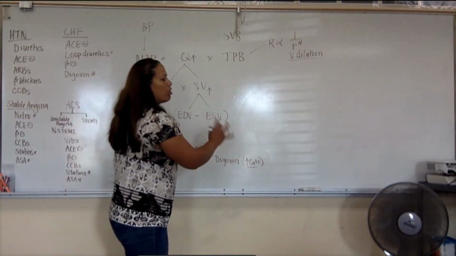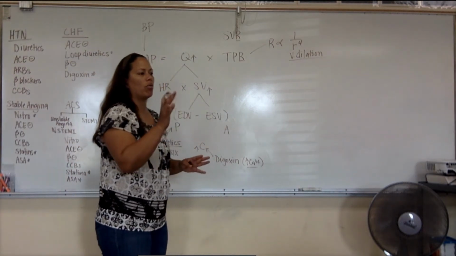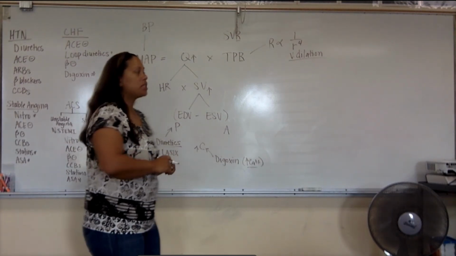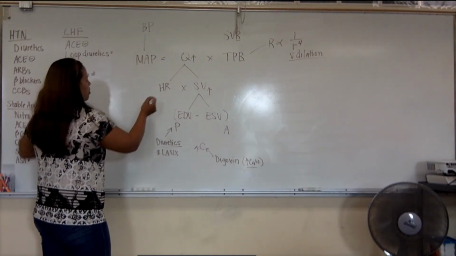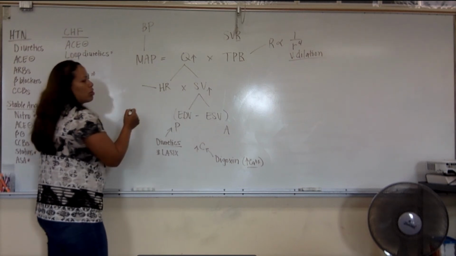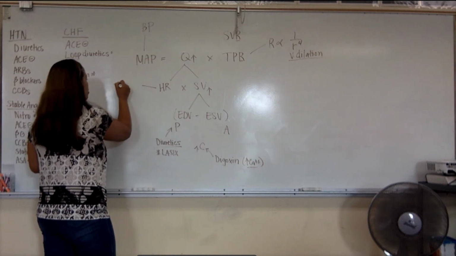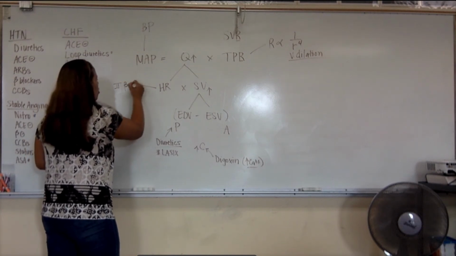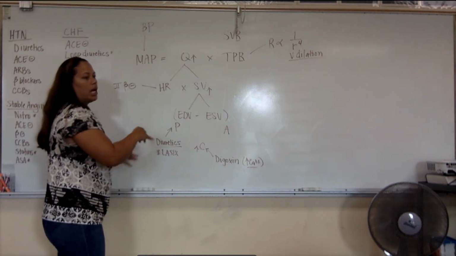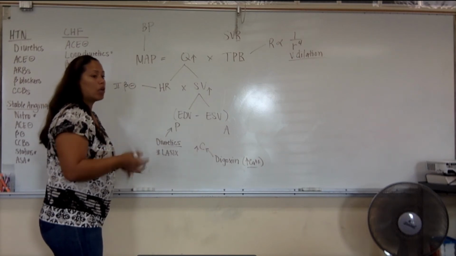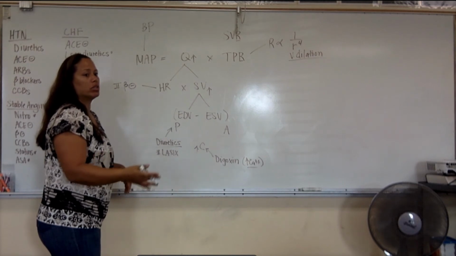Not necessarily how strong it contracts, but how hard it works. Would I want heart rate to go faster or slower? I want to slow it down. So we have other drugs like beta blockers. And beta blockers are what class of antiarrhythmics? Class 2. So class 2 antiarrhythmics like beta blockers will actually reduce heart rate and reduce the oxygen demand of the heart so that it's not overwhelmed again and it doesn't go into heart failure.